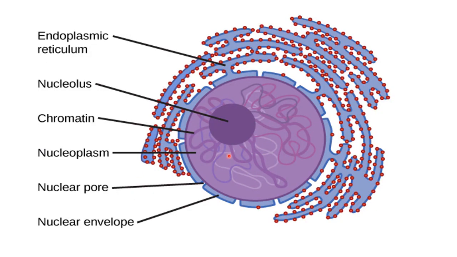Now this is nucleus. This is endoplasmic reticulum. This is nucleolus. This is chromatin material. The matrix inside the nucleus is known as nucleoplasm. This is nuclear pore. This is nuclear envelope, or you can say the nuclear membrane.